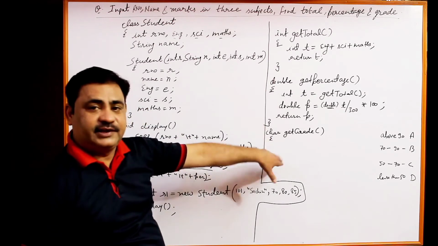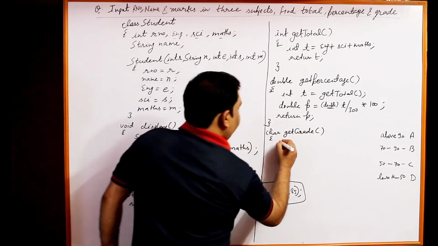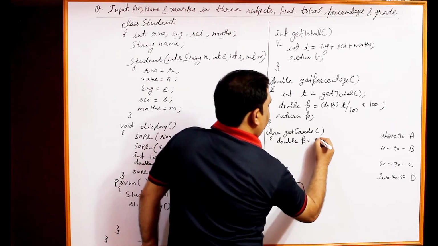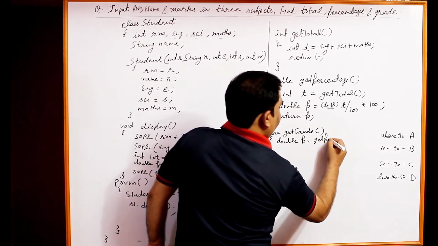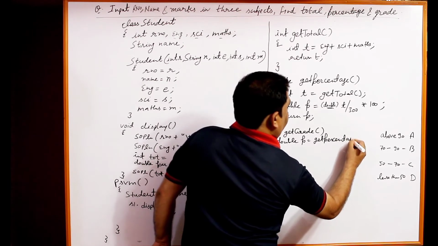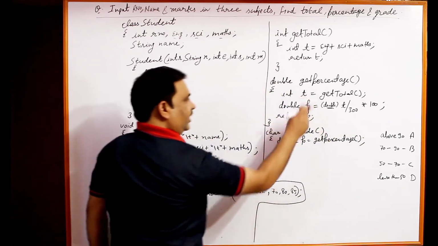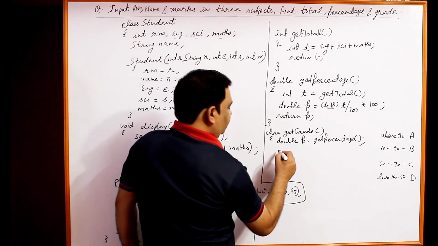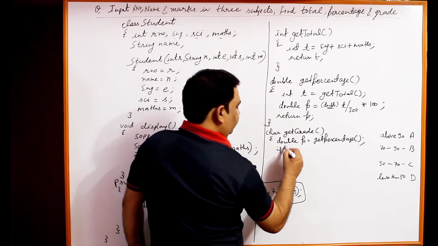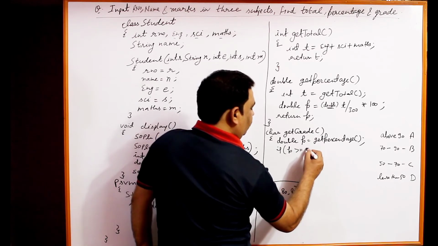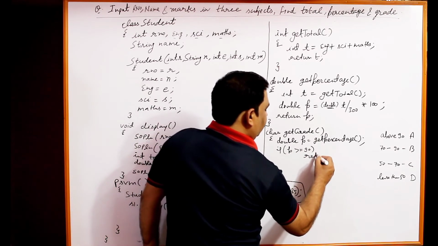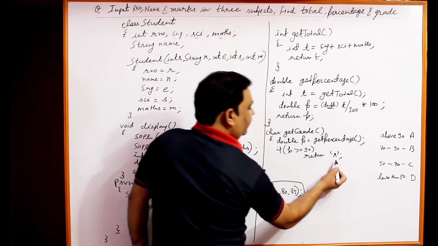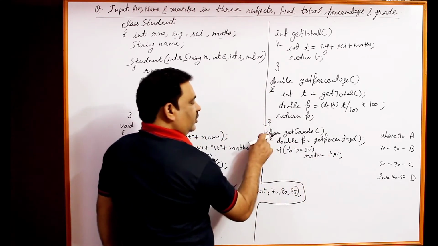Just call the getPercentage first of all, double p equal to getPercentage(). This function I have called here. So percentage will be calculated, and now you apply the condition. If p is greater than or equal to 90, return 'A'. I am returning character constant A because return type is char.